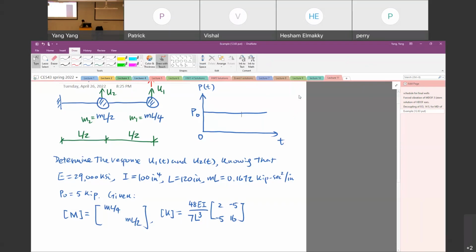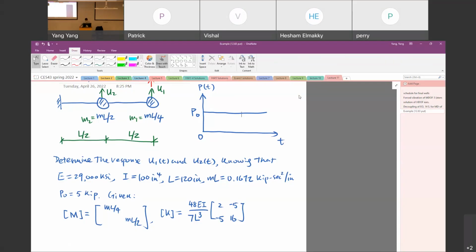So now we are given all the structural properties of this system here. So it's a 2 degree of freedom system here. In order to calculate the responses of the two methods here, we need to know the modal shapes, right? Know the modal shapes firstly.